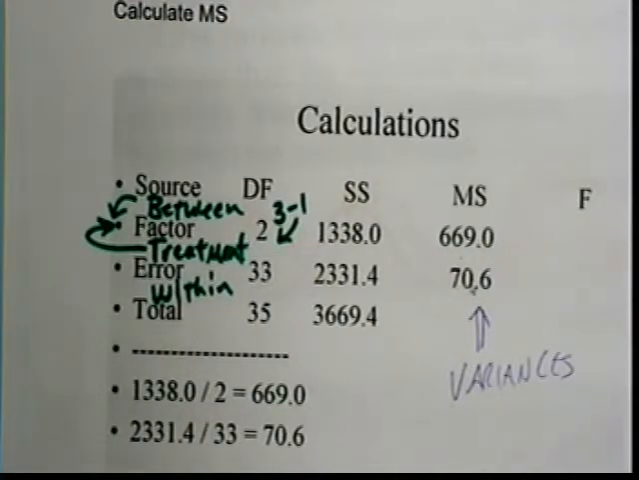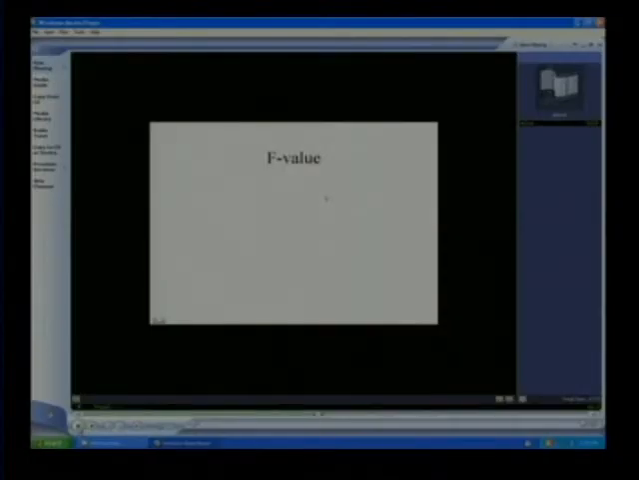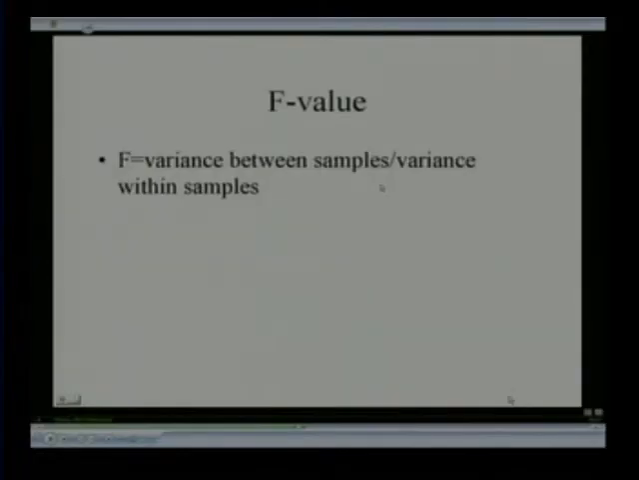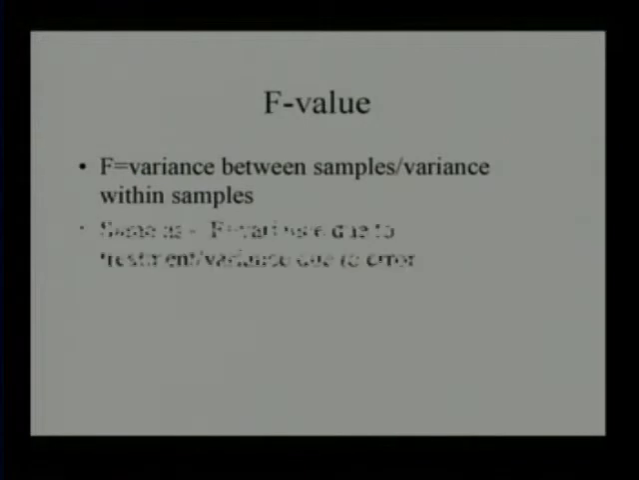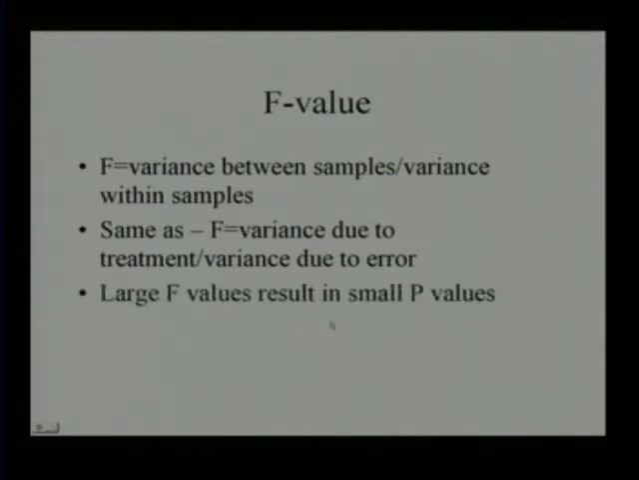Let's rejoin the video at this time. So the F value is the variance between the samples divided by the variance within the samples. Sometimes that's said as the variance due to the treatment, between samples, and variance due to error, within the samples. Large F values result in small P values. The greater that ratio, the smaller the P value.